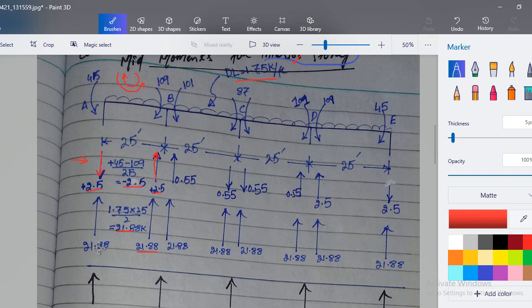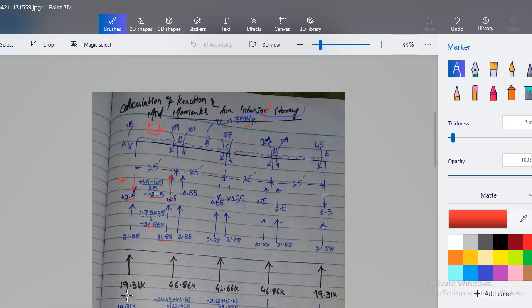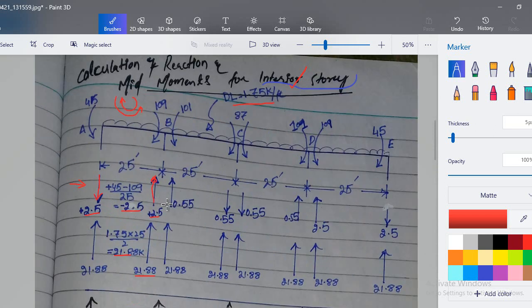Clear? So the net reaction at this point, you see, 19.31. Clear? Okay, you see this is in upward direction, this is in downward direction, so subtract these two, you got this one. But here the case is a little bit tricky. You see here at this point that we have 0.55 which we obtained from these two moments, 101 minus 87 divided by this span length 25, you got the 0.55.